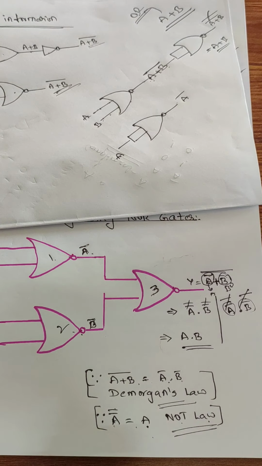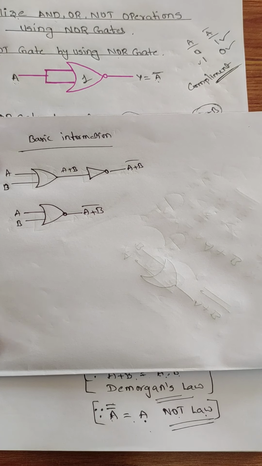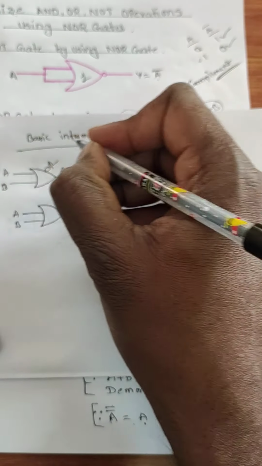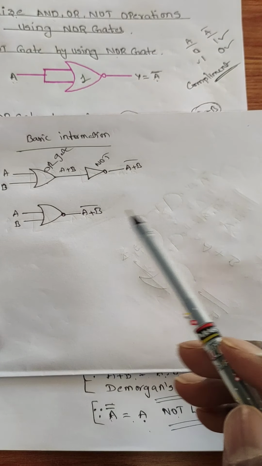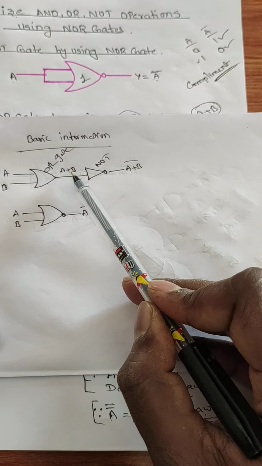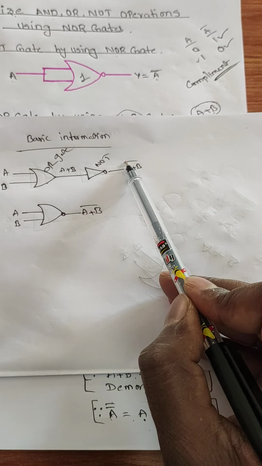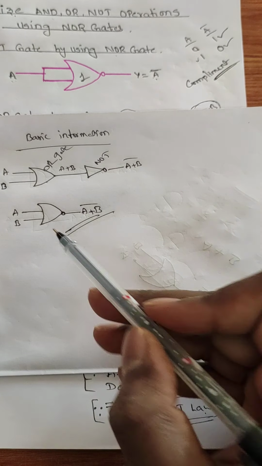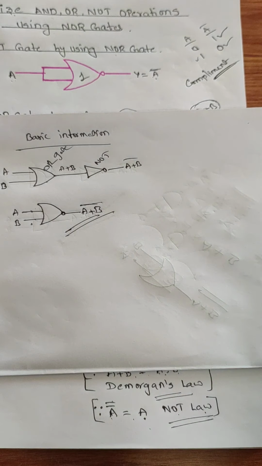Then we will have basic information about NOR gate. NOR gate is a combination of OR gate plus NOT gate. The output of OR gate is A plus B, and the output of OR gate is given as an input to the NOT gate, that is A plus B whole bar. So this is a standard two input NOR gate. Inputs A and B are the inputs, A plus B whole bar will be the output.